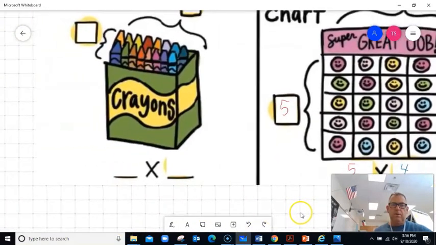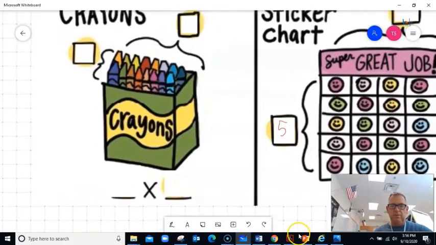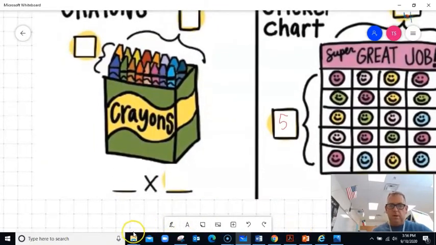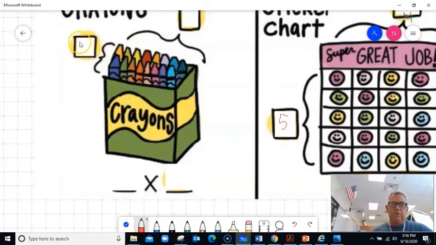Scoot over here. And the last one we're looking at is crayons. Boxes of crayons. So there are 2 rows there, 2 groups. So my first factor is going to be a 2, my multiplication problem. And there are 1, 2, 3, 4, 5, 6, 7, 8. There are 8 in each row. So the multiplication problem to solve that array would be 2 times 8.